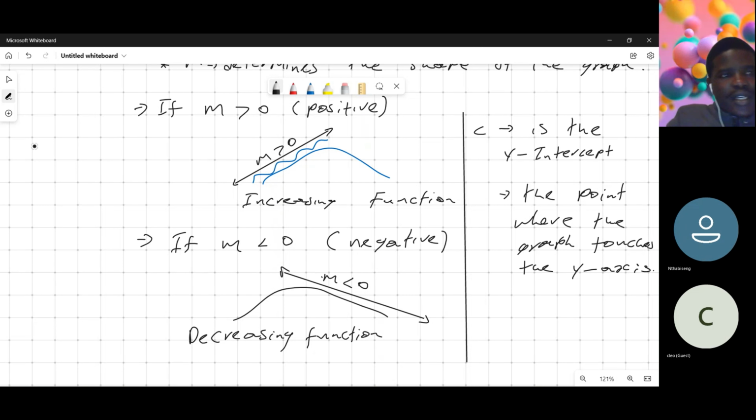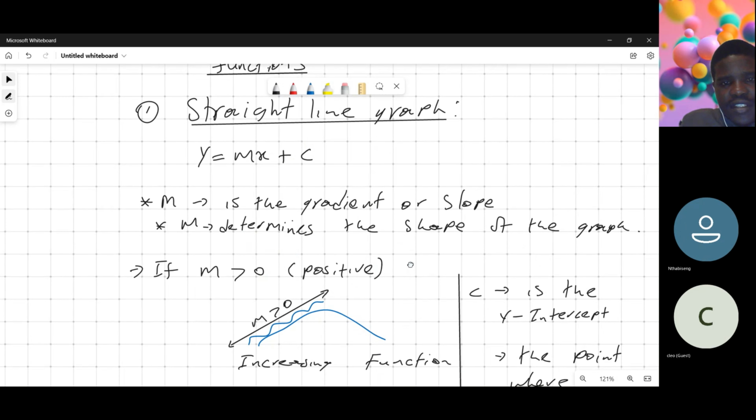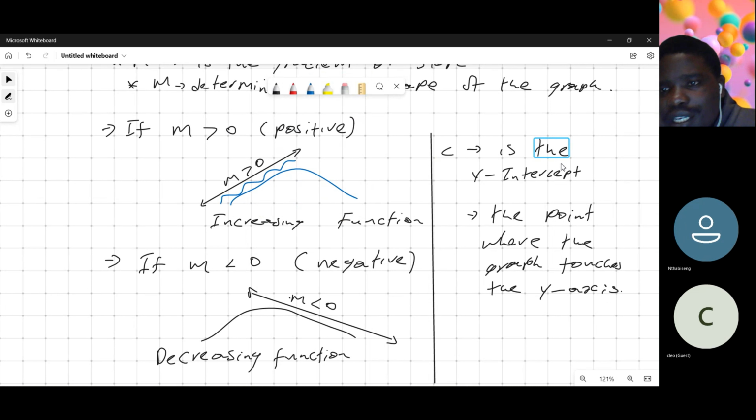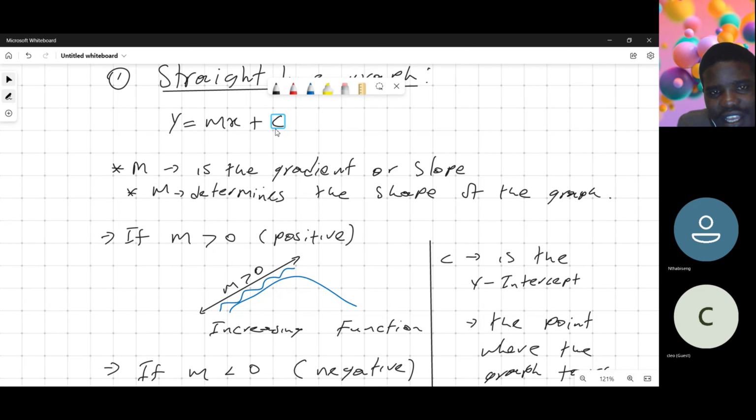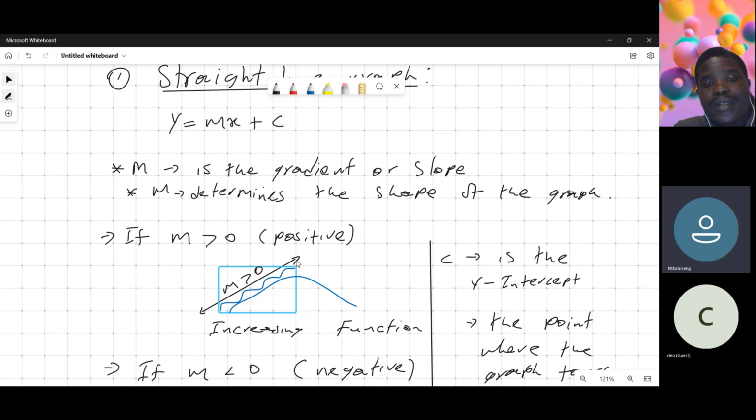So the other thing that we need to talk about was the value of c. c is the y-intercept. What is the y-intercept? The y-intercept is the point where the graph touches the y-axis, meaning the value of c will be telling us where the graph will touch the y-axis.